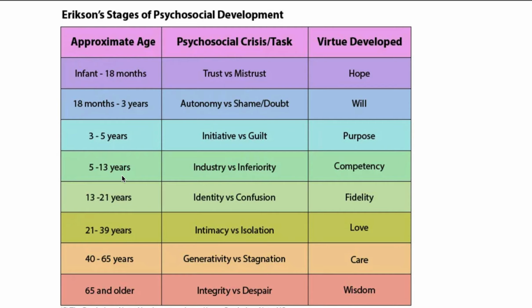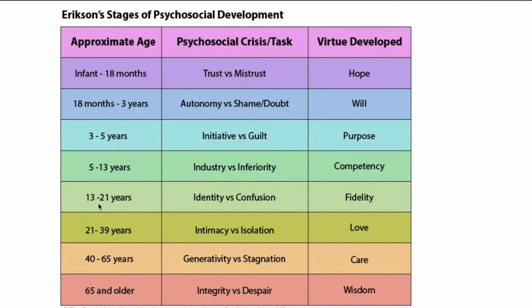5 to 13 years, industry versus inferiority. Between 5 to 13 years we develop a competitive temper, meaning I have to go ahead of these guys. Other is 13 to 21 years. Here, identity versus confusion, and the virtue developed is fidelity.